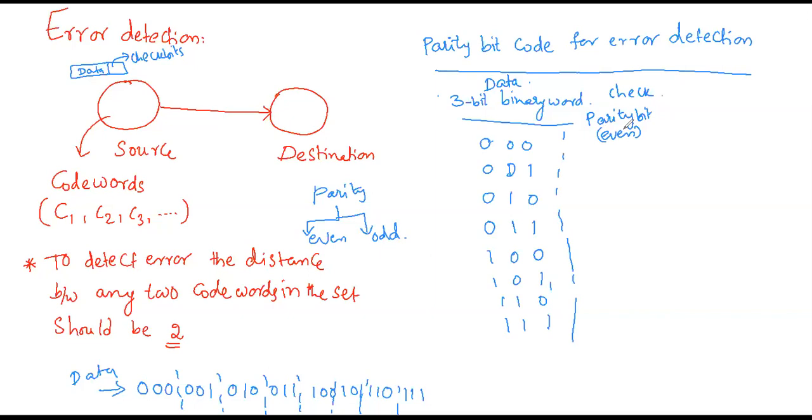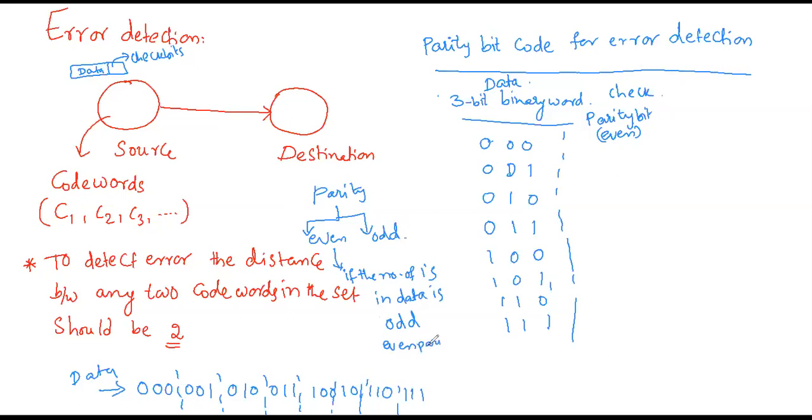Now generate the even parity bit. When will the even parity bit become 1? If the number of ones in the data is odd. If the number of ones in the data is odd, the even parity bit will become 1.